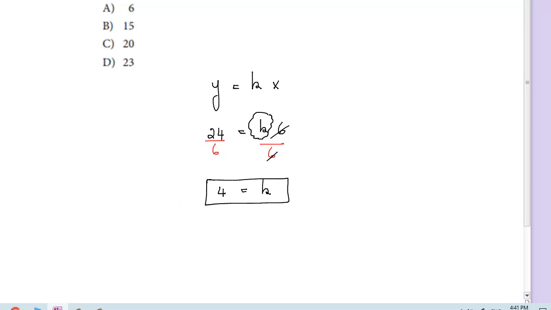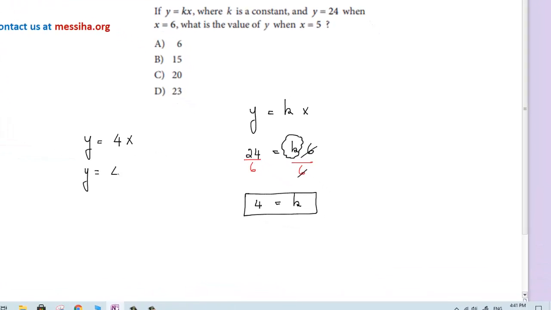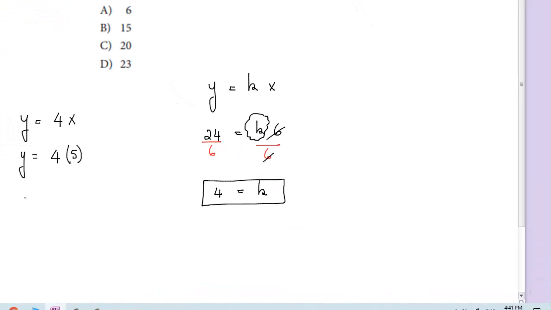Now I can use it in any way. If I retype y equals kx, now I can say y equals 4x. This is going to be the general one because we already found the constant value k, which is 4. So now, what is the value of y when x equals 5? When x equals 5, y equals 20. So that means answer C is the right choice.